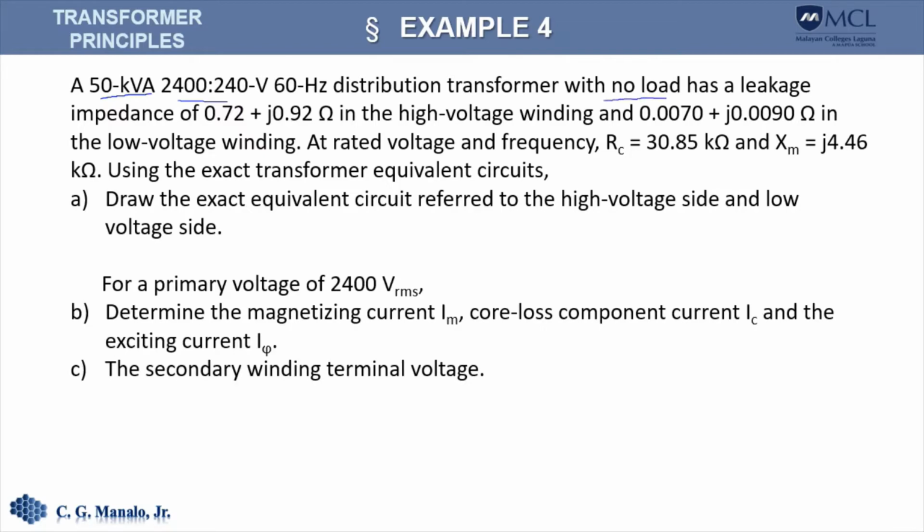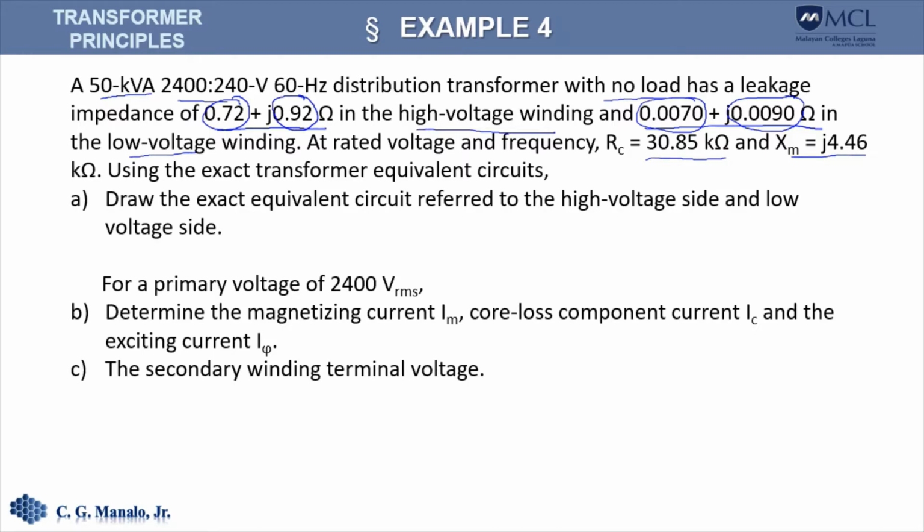The primary winding, or the high voltage winding, has a leakage impedance given by this. So this is R sub 1 here, and this is X sub 1. On the low voltage winding, or the secondary winding, its leakage impedance is given by this. So this is our R sub 2, and this is X sub 2. At rated voltage and frequency, R sub C is given by this, and X sub M given by that.